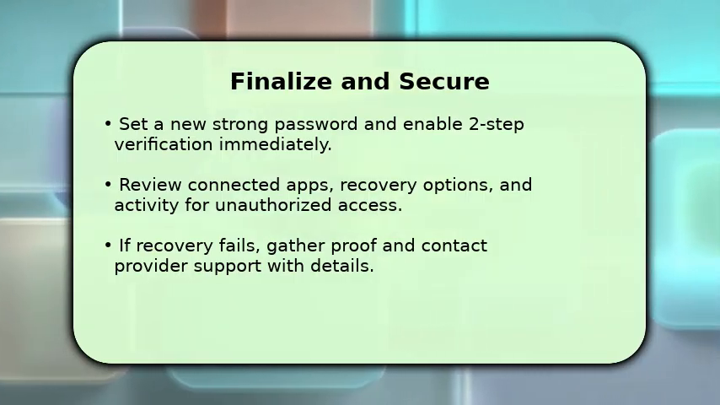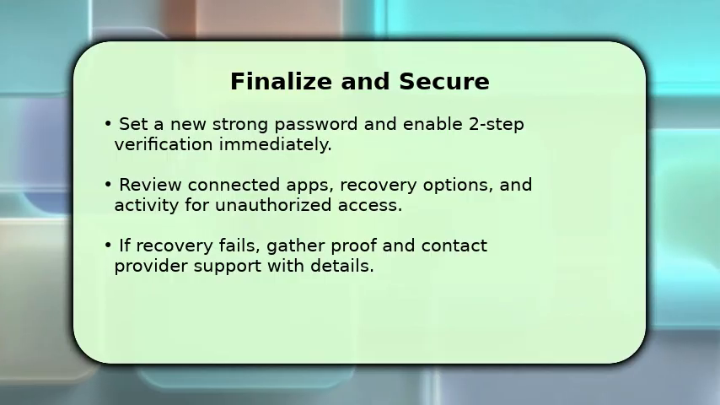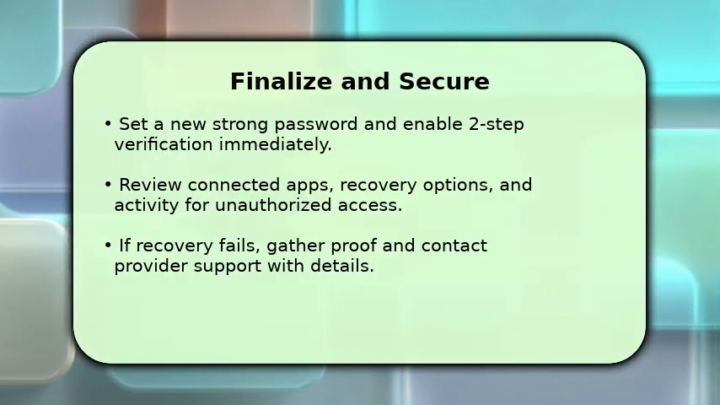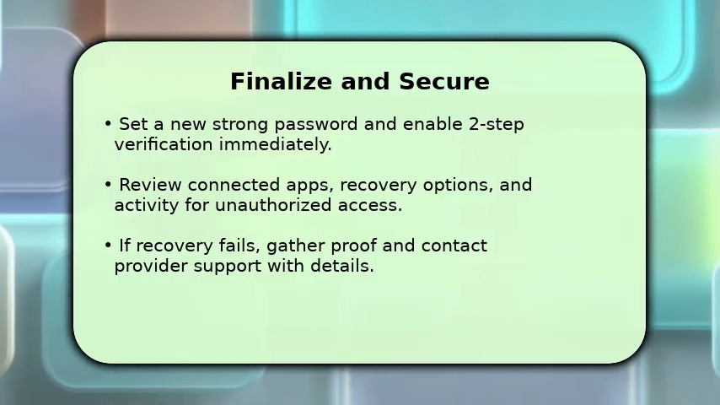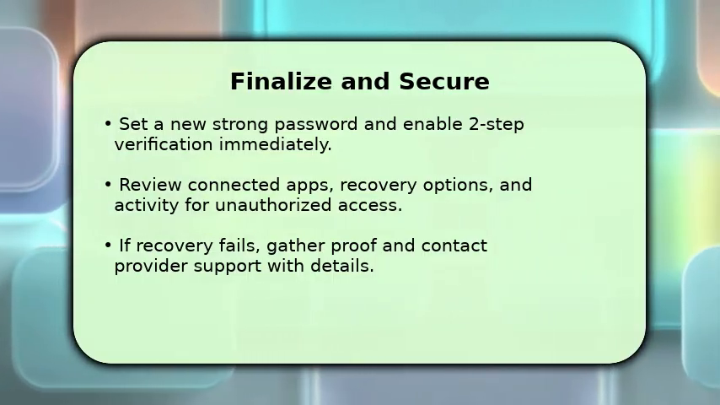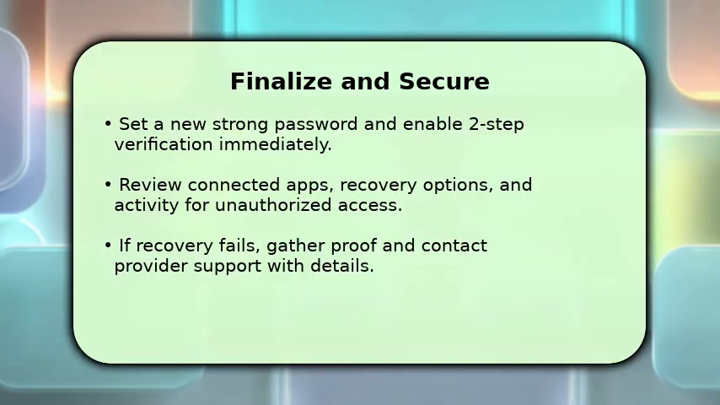If the automated flow denies recovery, escalate. Gather proof like billing records, device serial numbers, or message timestamps and contact provider support. If needed, wait 48 to 72 hours for internal review.